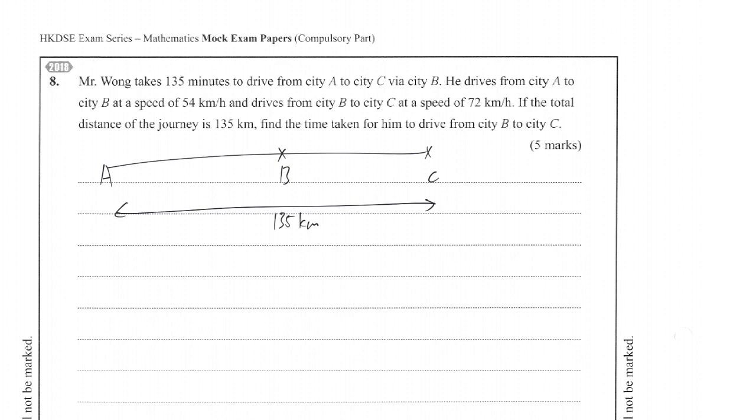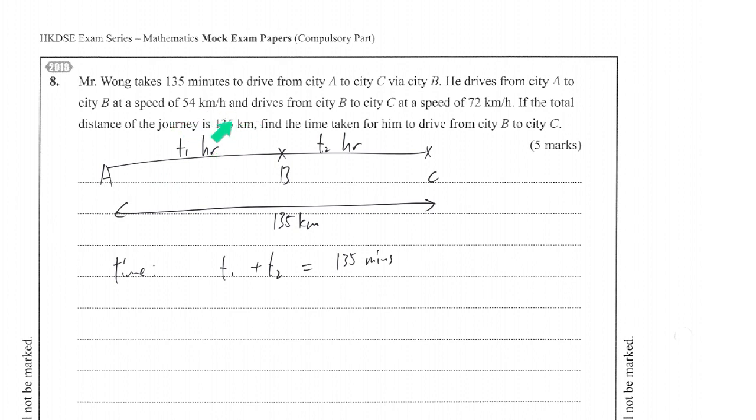Second thing is about, we want to know about the time taken. So I let this time be T1. And then another time be T2 hour. It's okay? So to think about the time, T1 plus T2 is equal to 135 minutes. But just like what we mentioned, we use hour as our unit.